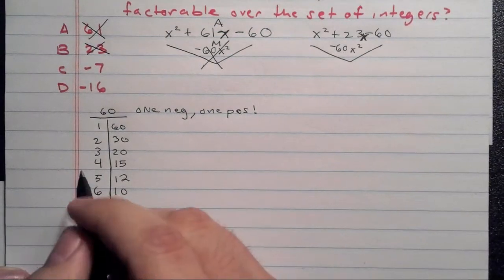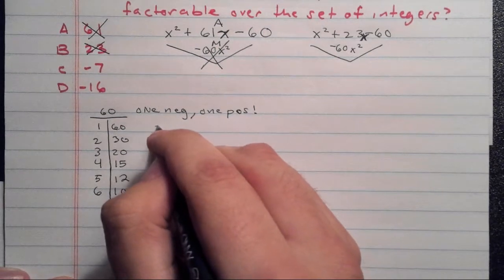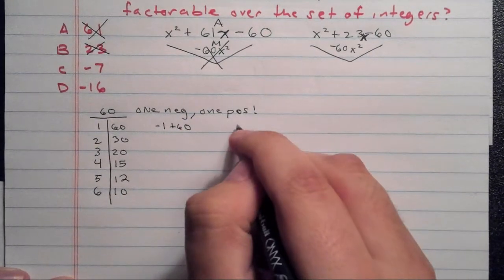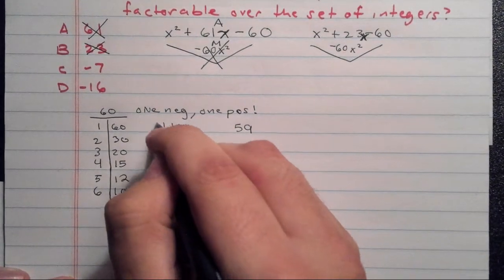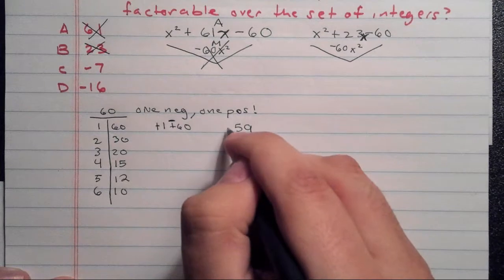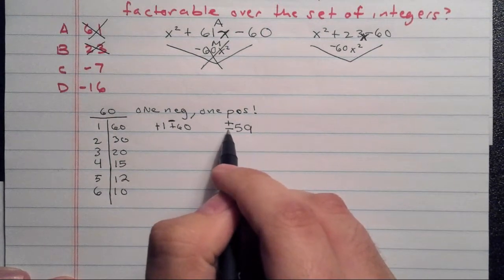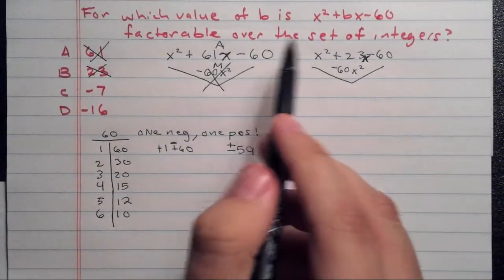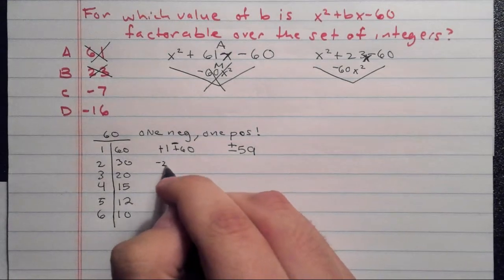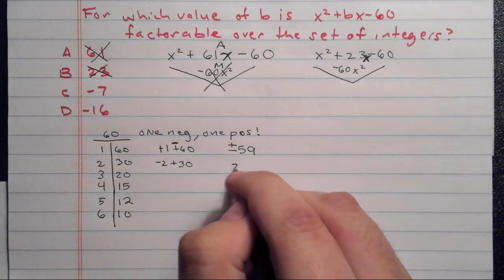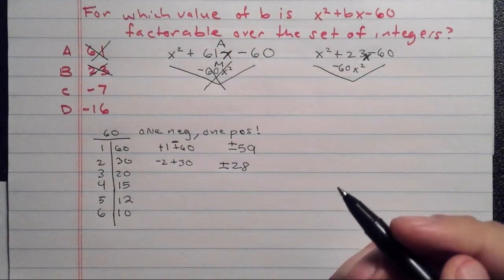If I need one negative number and one positive number, I could use 1 and 60. If I were to use negative 1 plus 60, what would that give me? That would give me 59. If I were to use, instead, positive 1 and a negative 60, that would give me negative 59, which means I have possibilities of plus or minus 59 for the value of b. If I did 2 and 30, I could either do negative 2 plus 30, which gives me 28, or I could change the signs and get negative 28.